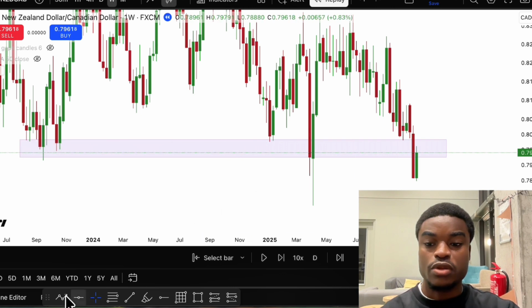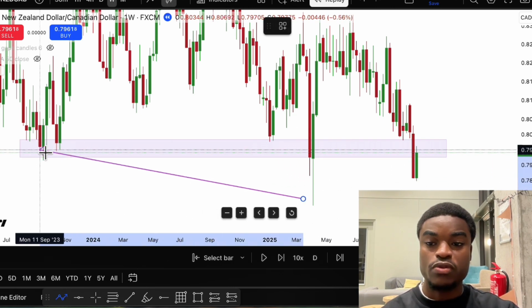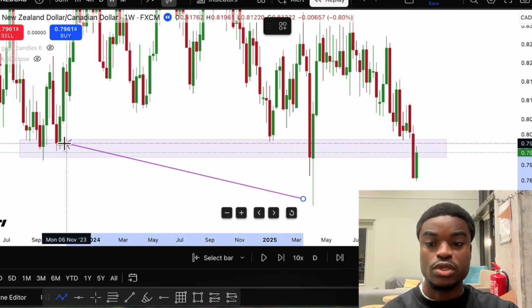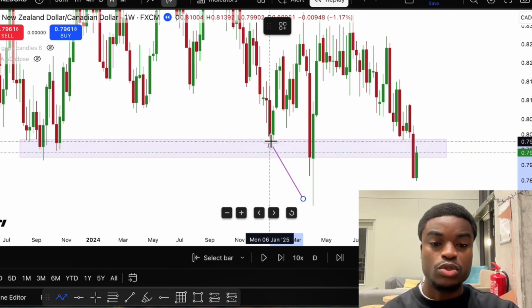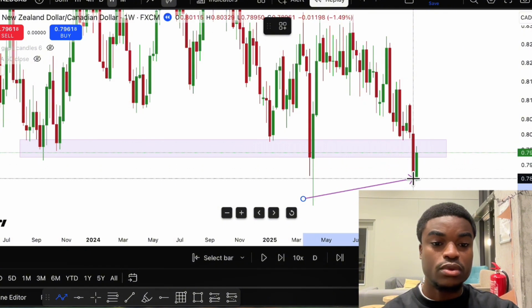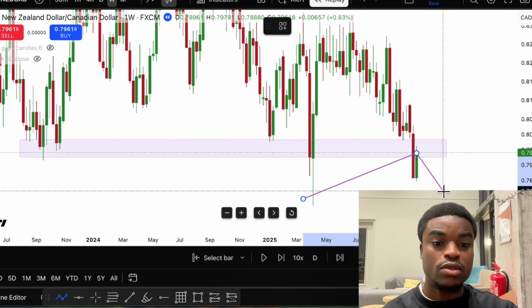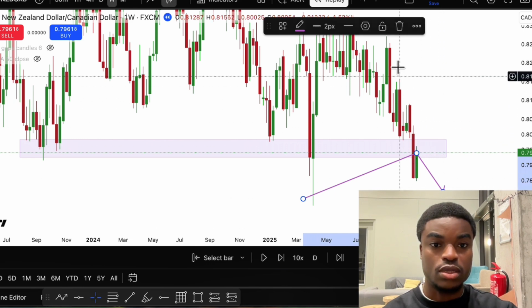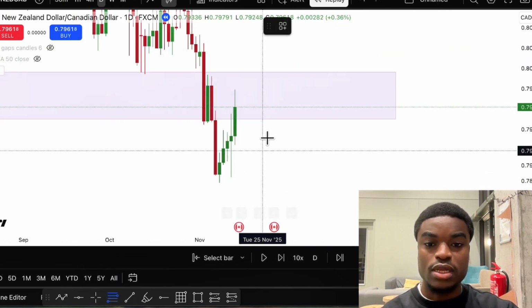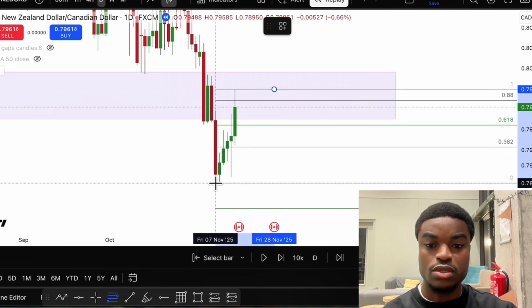So if I look to my left, you can clearly see this level right here was previously support, support once again, followed by another support, another support. Now price has broken this level, is retesting it, and is possibly using it as momentum to carry it back to the downside.